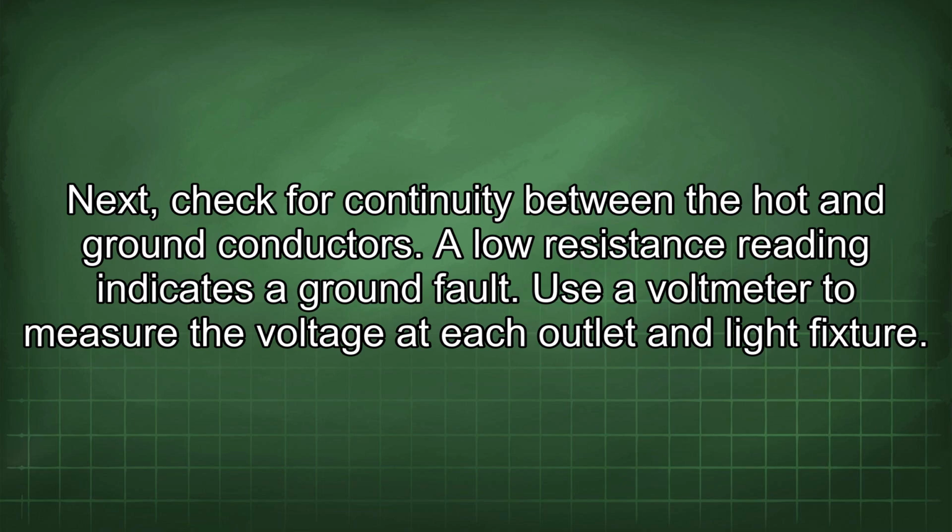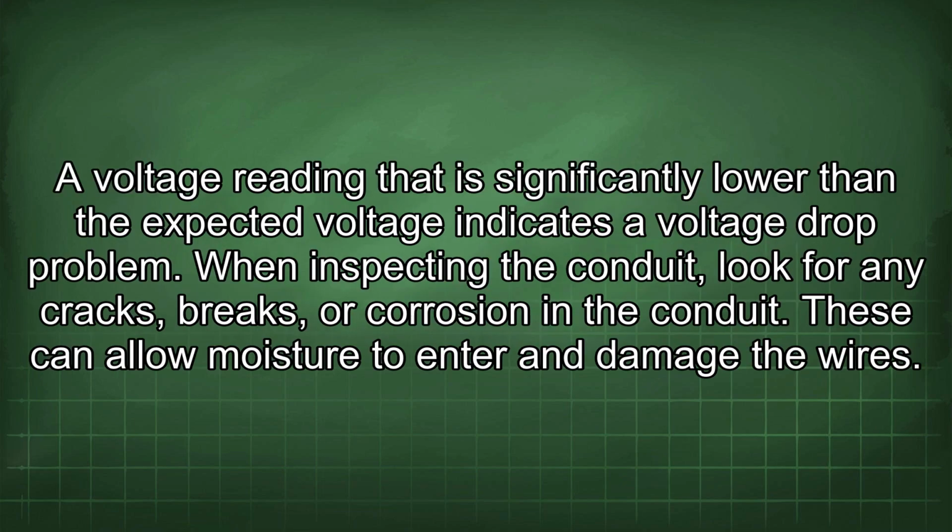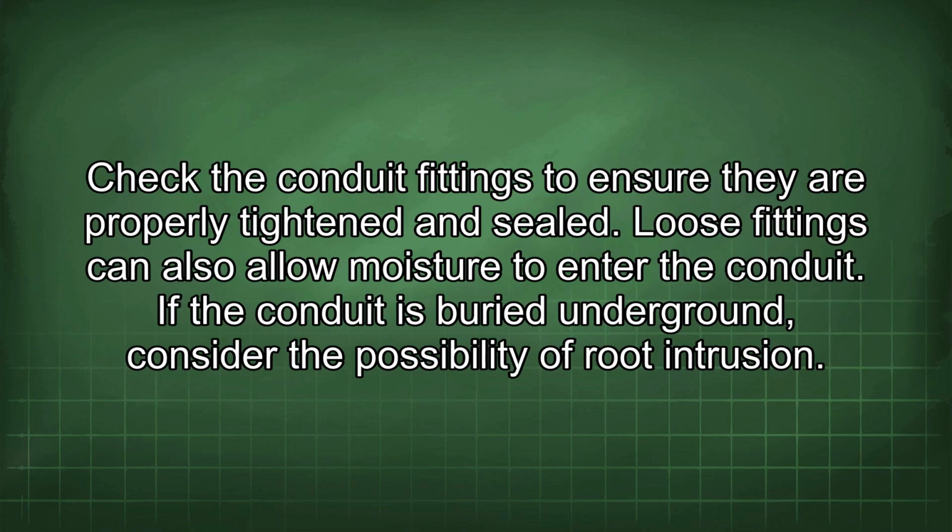Use a voltmeter to measure the voltage at each outlet and light fixture. A voltage reading that is significantly lower than the expected voltage indicates a voltage drop problem. When inspecting the conduit, look for any cracks, breaks, or corrosion in the conduit. These can allow moisture to enter and damage the wires. Check the conduit fittings to ensure they are properly tightened and sealed.